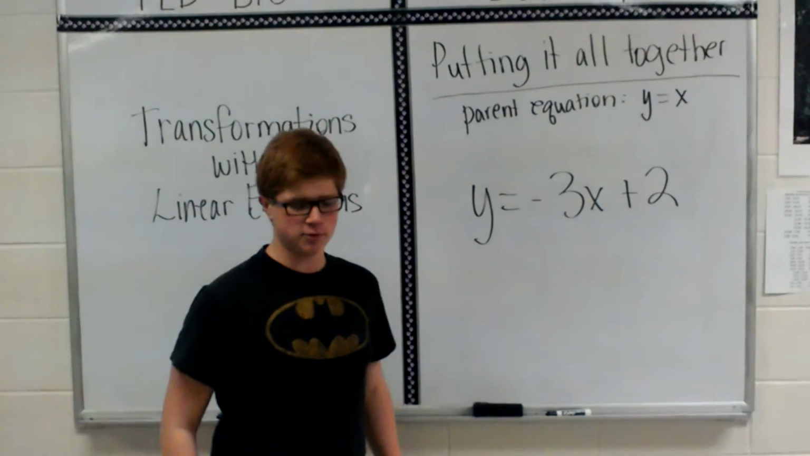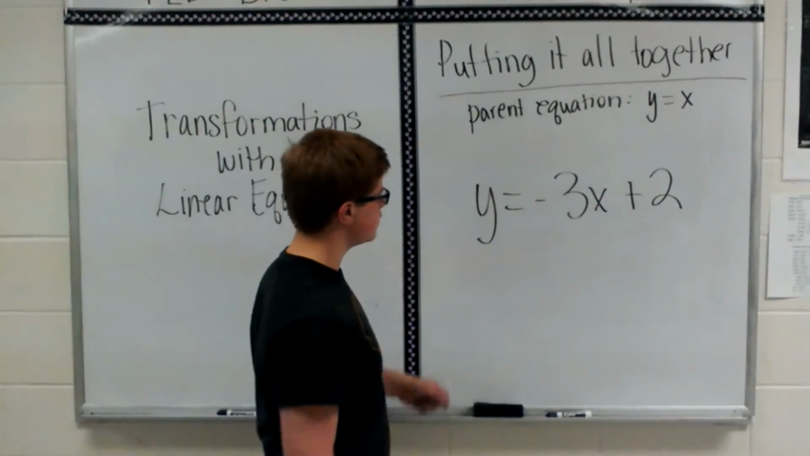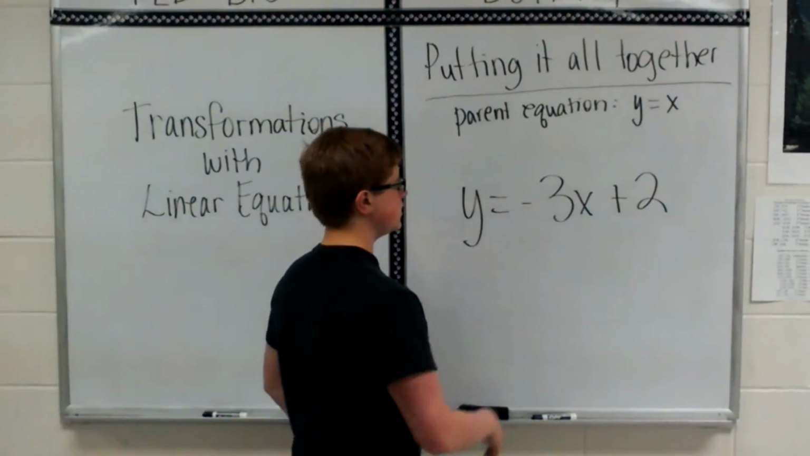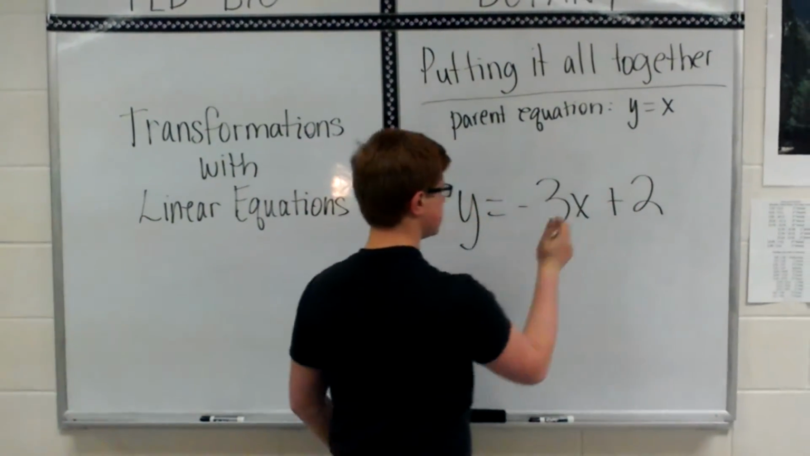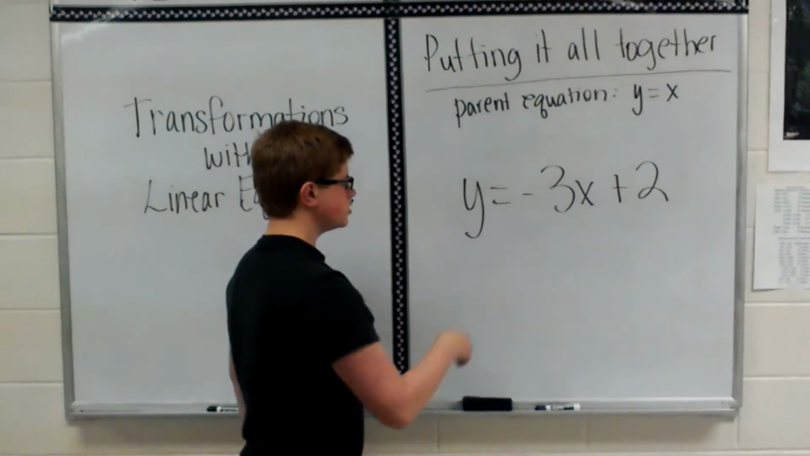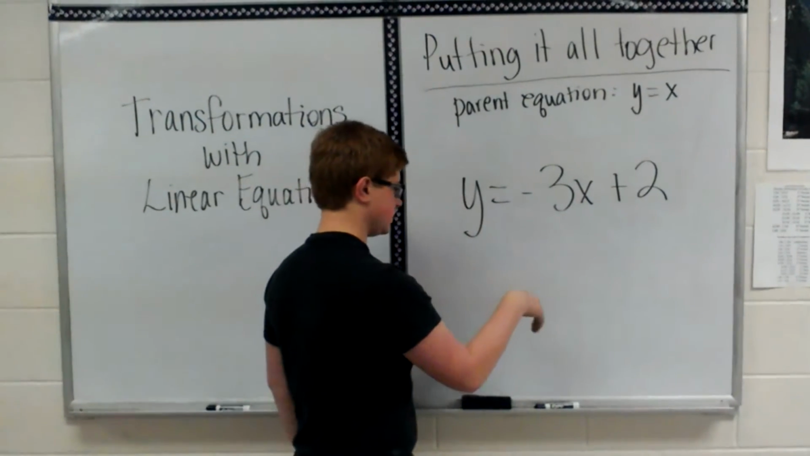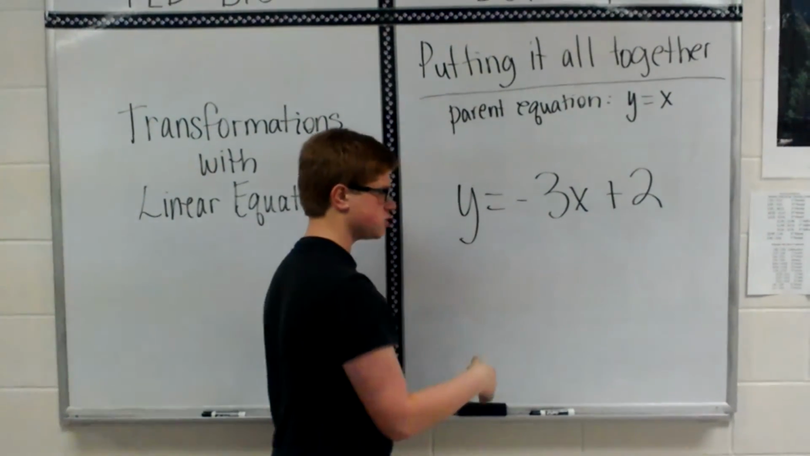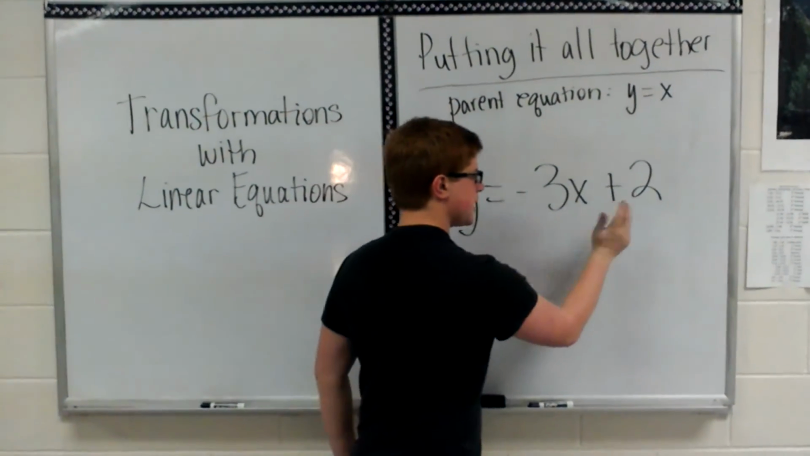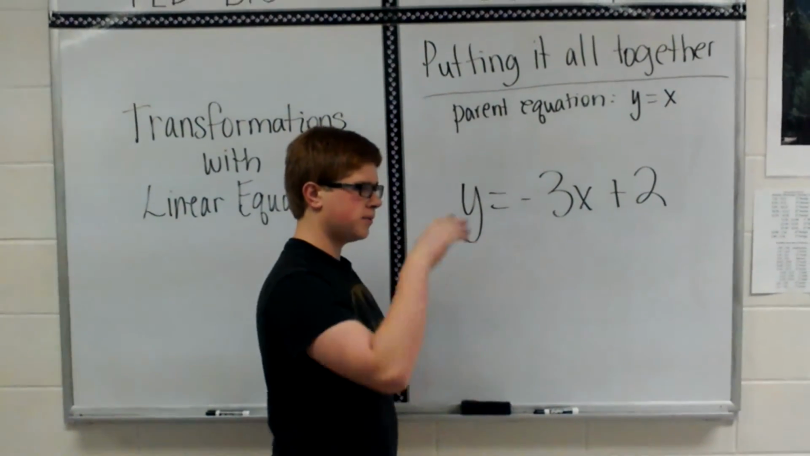This is an example that would be seen on a test where we put everything together. Our parent function is y equals x. This has been turned into our example shown. Our negative represents reflection over the x-axis. 3 represents a stretch of 3. And adding 2 represents our equation being moved up 2.